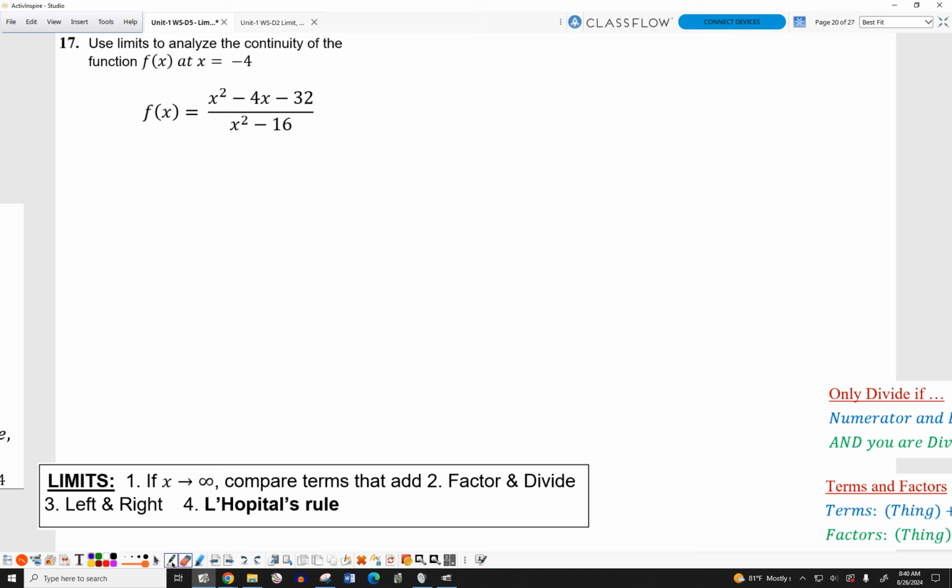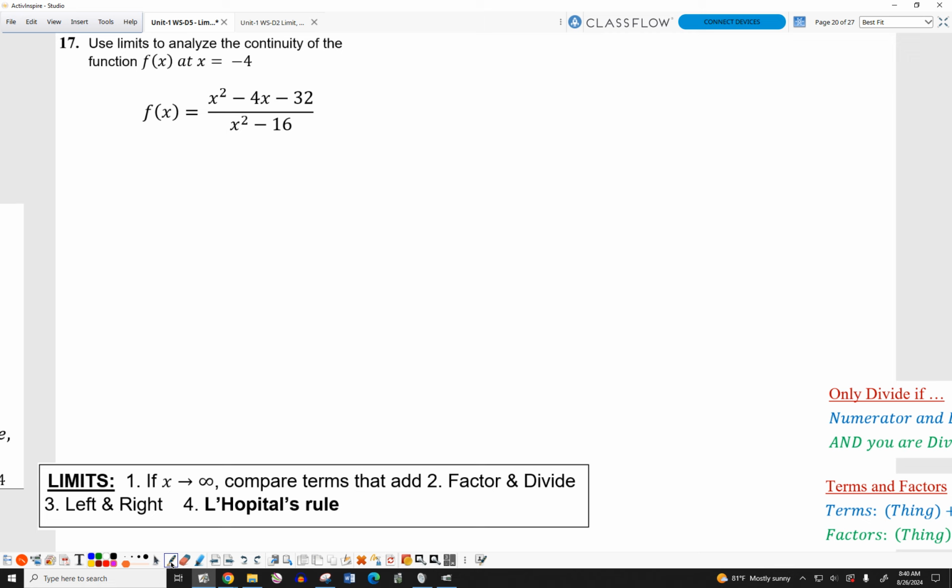So. Here we go. Okay, this has nothing to do with infinity. This just says find the limit. And in fact, it says use limits to analyze the continuity. So the wording is identical to all of the problems that you all finished in the buff packet. Use limits to analyze the continuity. We're going to take a little bit of a shortcut.